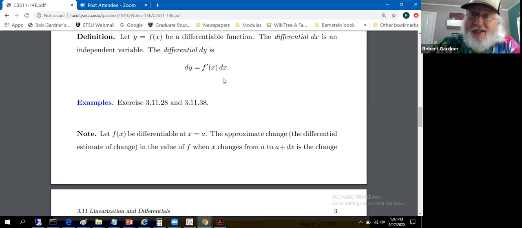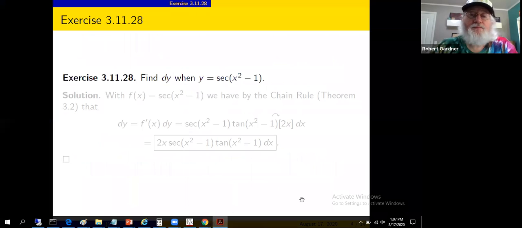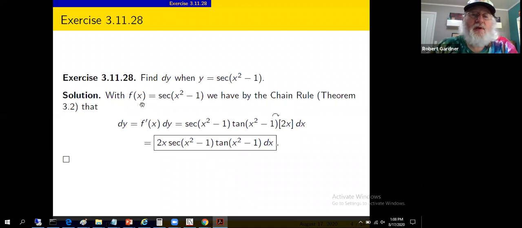So computing them is easy. Computing them is as easy as it is to differentiate, and you're good at differentiation. So let's look at y equals secant of x squared minus 1 and find dy from that. All you've got to do is differentiate and stick a dx on the end. If f of x equals secant of x squared minus 1, we've got by the chain rule that dy being f prime of x, well, a little typo there, should be dx, f prime of x dx.